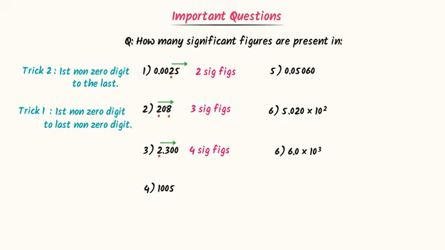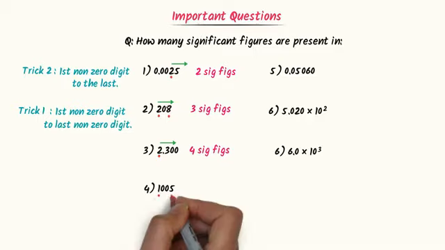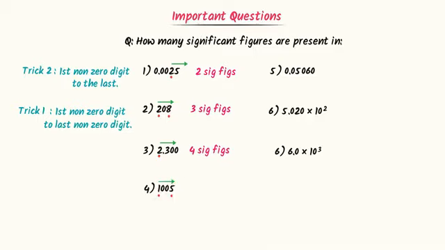The fourth number is 1005. No decimal point. So we use trick number 1. The first non-zero digit is 1. The last non-zero digit is 5. Count everything between them. 1005. That is 4 significant figures.